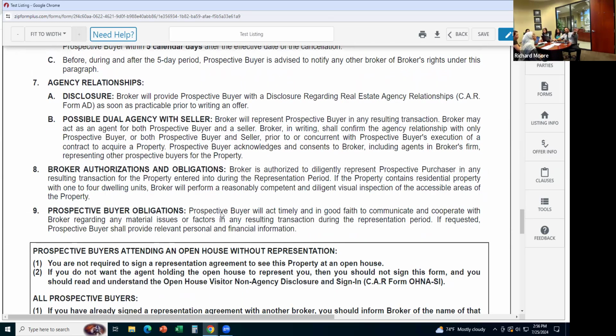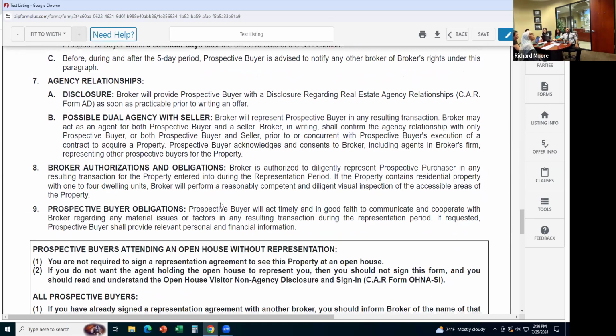If you're holding an open house, I can do it. Yeah, if you're the listing agent, or if you're an agent holding an open house for somebody, you can have these forms out.